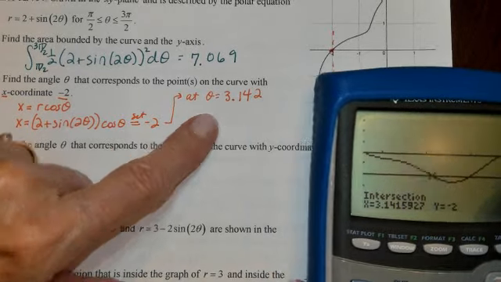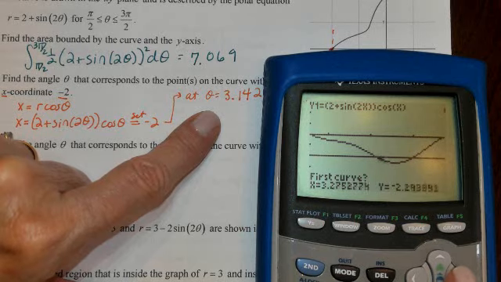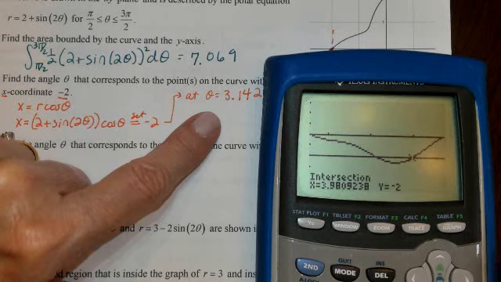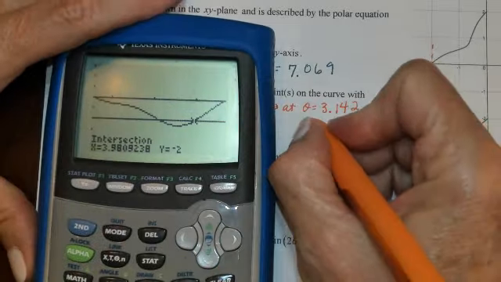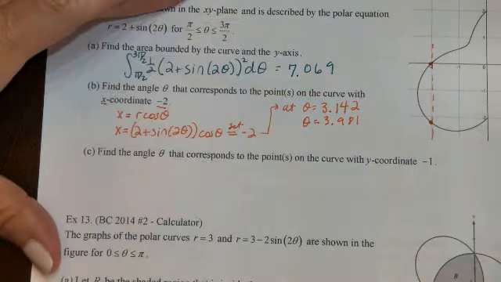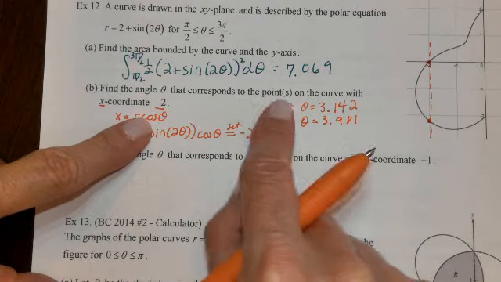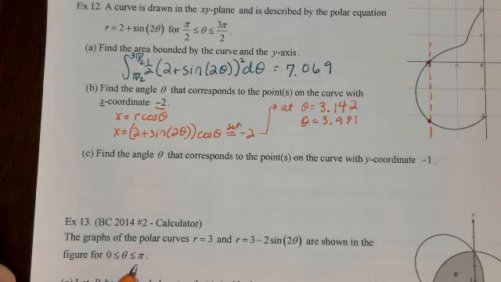Okay? Now let's get this other theta value. Second calc 5. Get over here a little bit closer. Enter, enter, enter. And there's our second theta intersection value, 3.981. Okay? So did we answer the question? Find the angle theta that corresponds to the points on the curve with x coordinate -2. Yes. Okay.